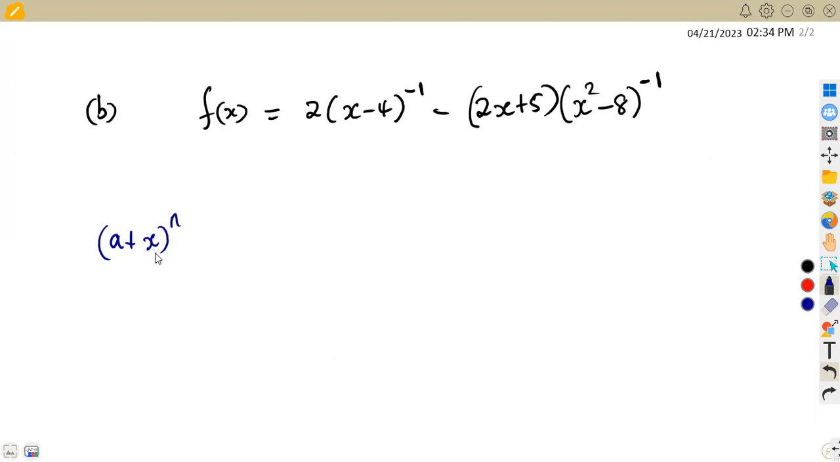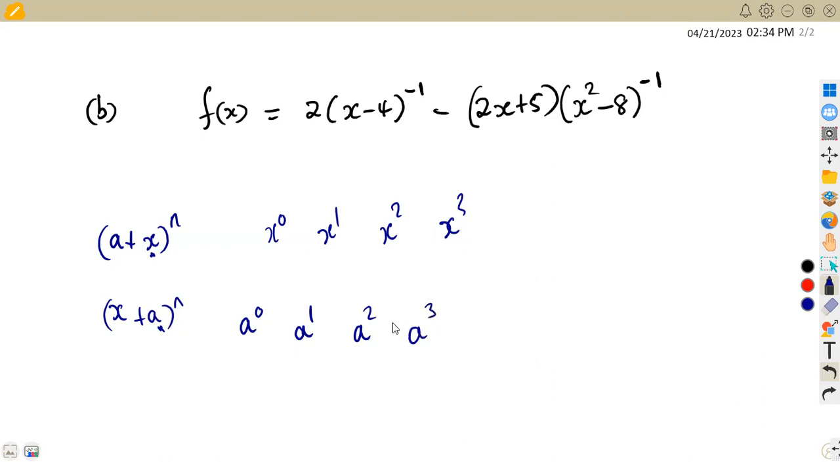What am I trying to say? You are increasing the exponent, the values of x in this case, from x to the exponent of 0, x to the exponent of 1, x to the exponent of 2, and so on, if you write your x on the last part. If you write your x on the first part, what are we increasing? We are increasing this a. So it is going to be a to the exponent of 0, a to the exponent of 1, a to the exponent of 2, a to the exponent of 3.